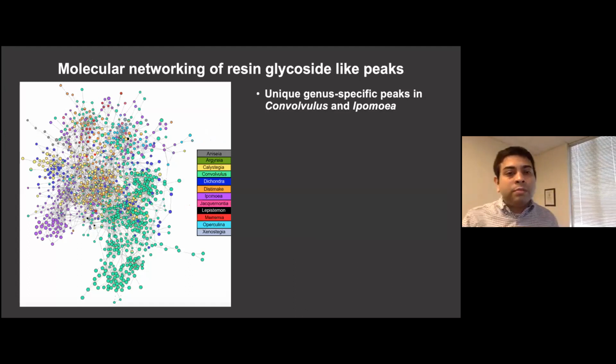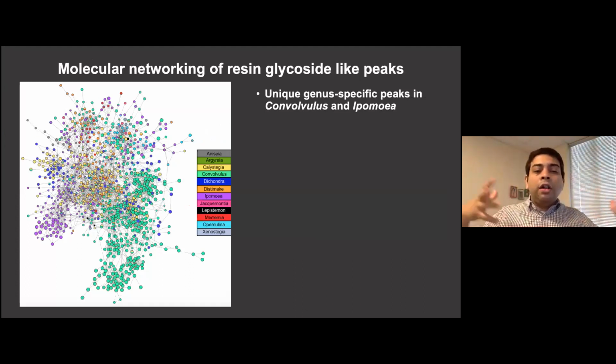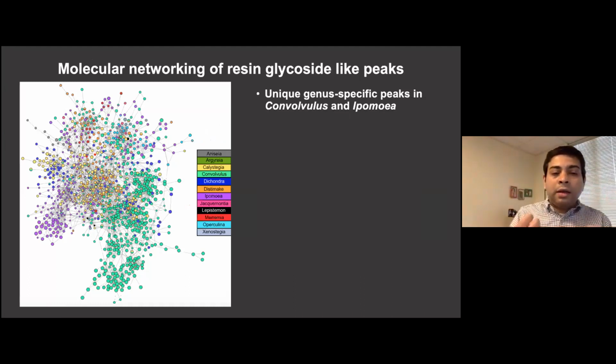This plot is molecular networking of resin glycoside-like structures. So essentially, you take all the MSMS fragmentation patterns of resin glycosides and associate them in a network fashion. So this particular view shows that there are many. Each node here corresponds to a unique resin glycoside profile, and the colors here are based on the different genera.